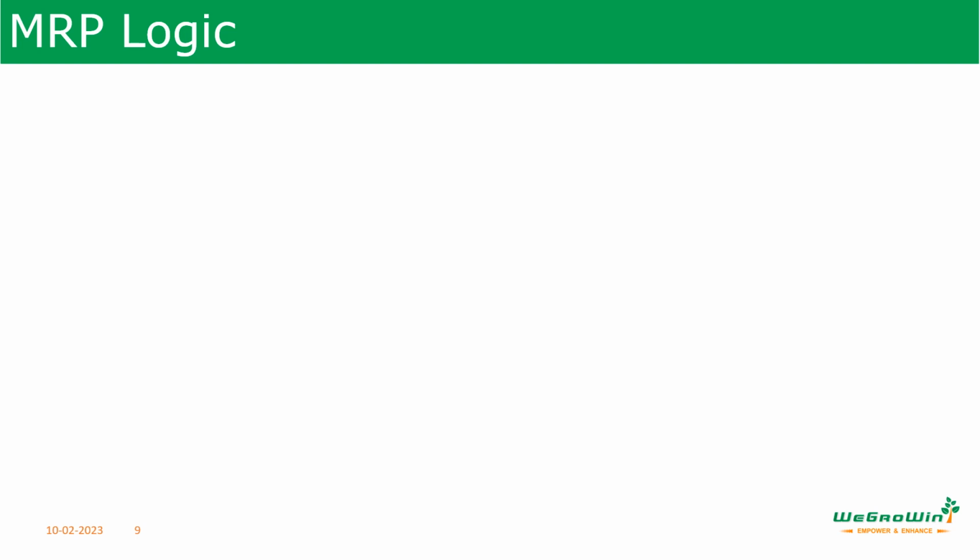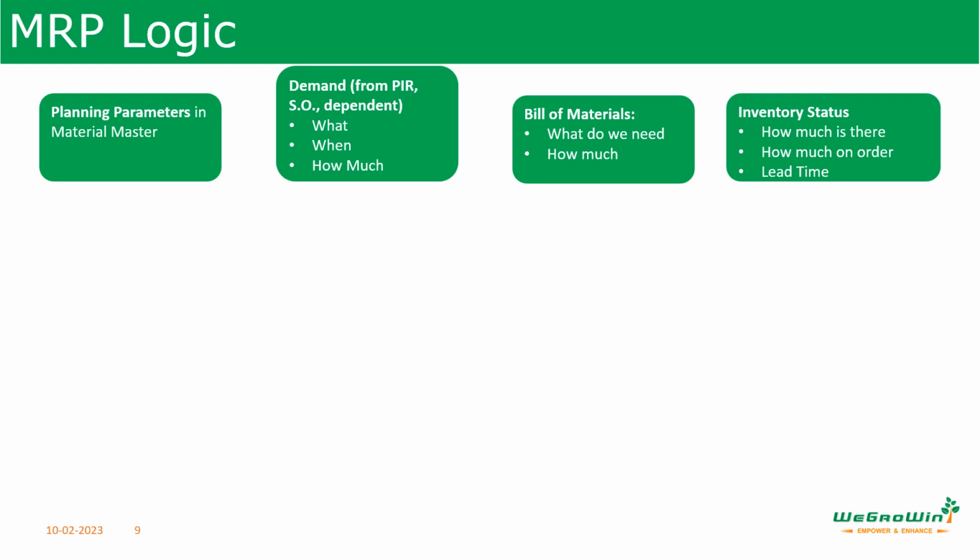So what is the logic of MRP? MRP logic takes different inputs. One is the planning parameters in the material master, and then it will consider what all the demand is, right? See, the planning parameters in the MRP material master, we discussed MRP 1, 2, all these parameters in detail. And then demand, that is the PIR, sales order, and also the dependent requirement, what we discussed just now. This means what to produce, when to produce, how much to produce.